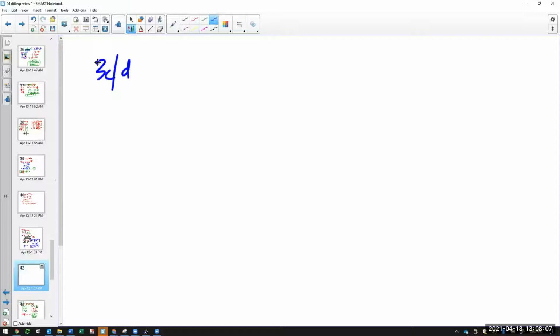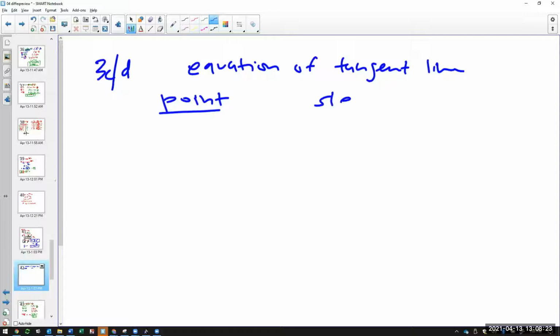Okay. C, it says find the equation of a tangent line. So we're looking at 3C. They said the equation of a tangent line. Okay, so the equation of a tangent line, you need 2 things. What 2 things do you need? Point and a slope.